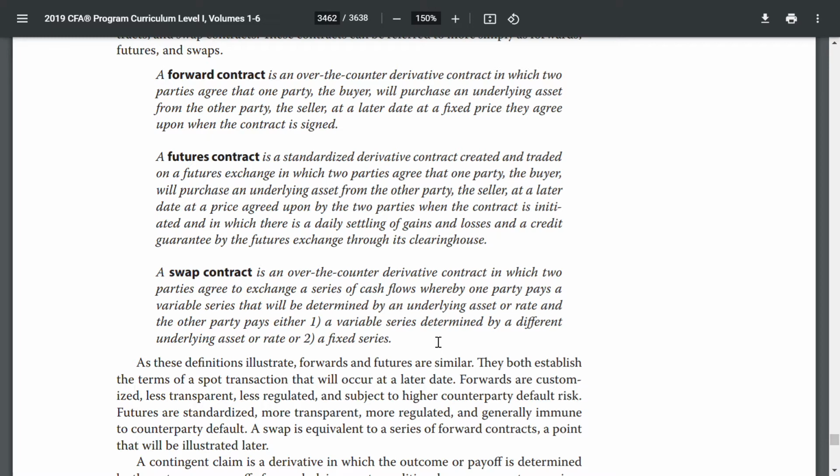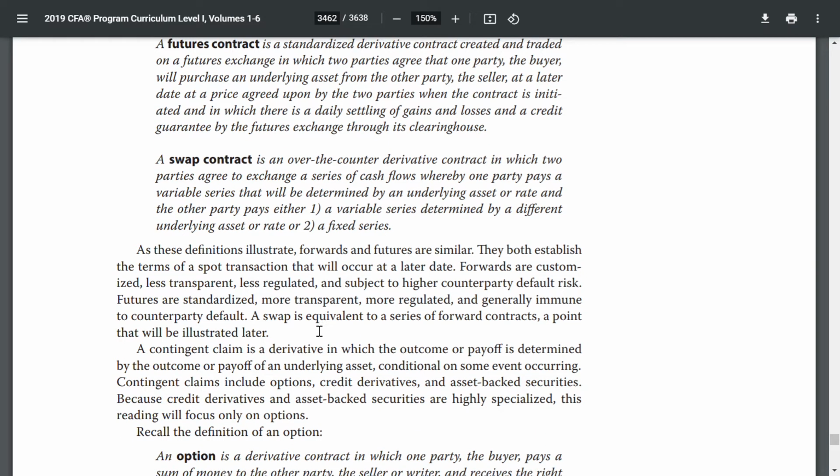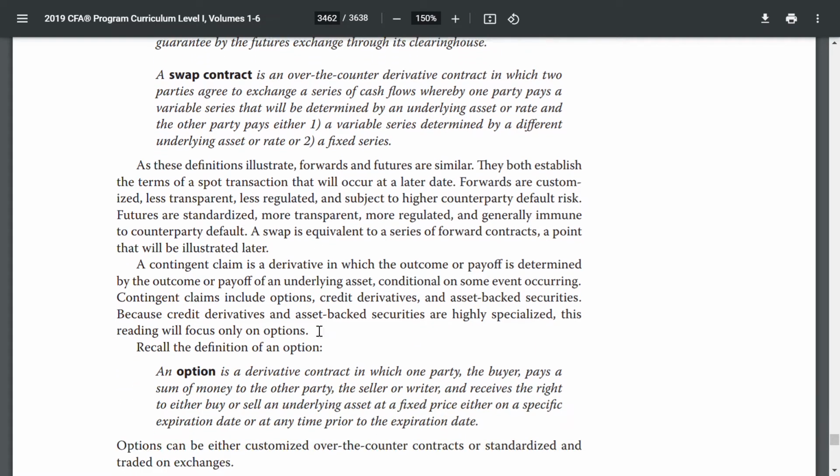A swap contract is an over-the-counter derivative contract in which two parties agree to exchange a series of cash flows, whereby one party pays a variable series that will be determined by an underlying asset or rate, and the other party pays either a variable series determined by a different underlying asset or rate or a fixed series.